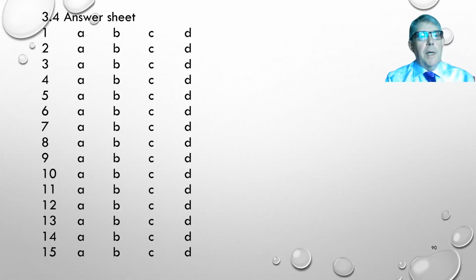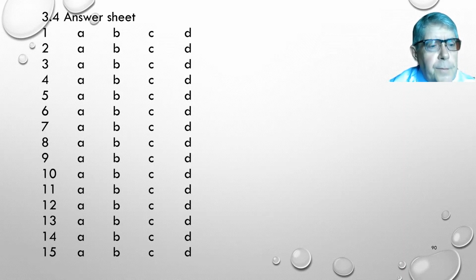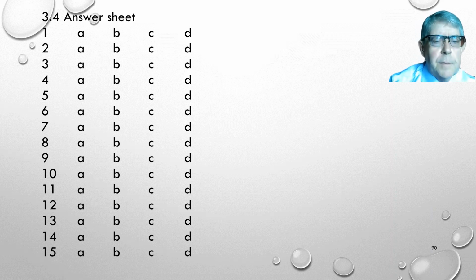Okay, that brings us to the end of 3.4. So here follows a multiple choice assessment, 15 questions. So if you have the answer sheet in front of you, then that's great. If not, just jot down 1 to 15. Then as we go through it, write down which answer you think is correct. So ready? Here we go.